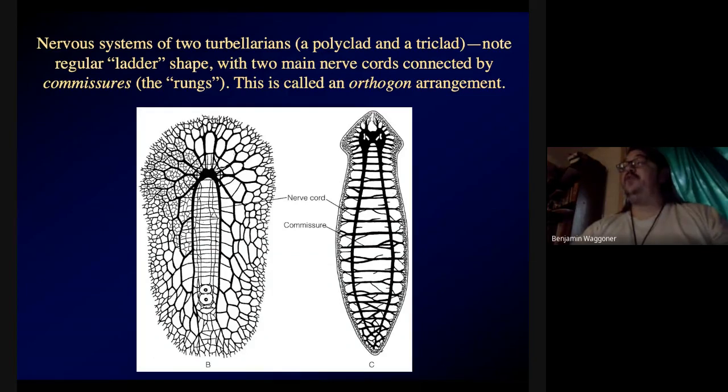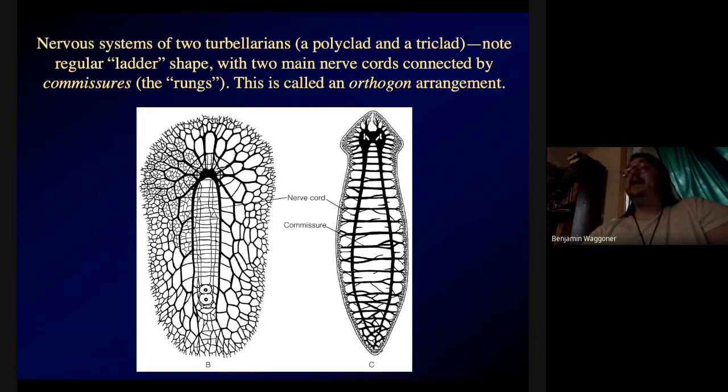You've got two main nerve cords running to a brain up at the head end that may have eyes or other sense organs there. And the two main nerve cords are connected by nerves called commissures, which make the whole thing look like a ladder. The commissures being the rungs of the ladder and the main nerve cords forming the sides. So in the free-living ones, it's pretty sophisticated. Parasites, not so much.